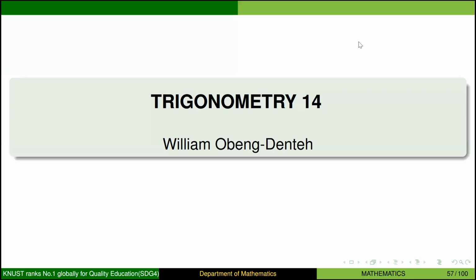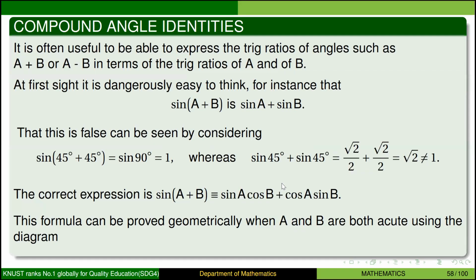Hello friends, we want to continue with our lessons on trigonometry, and we are moving on to trigonometry 14, and we'll be considering some important items as well. So we want to look at compound angle identities, and over here we'll be looking at trig ratios for angles such as A plus B, A minus B, in terms of the trig ratios of A and B.